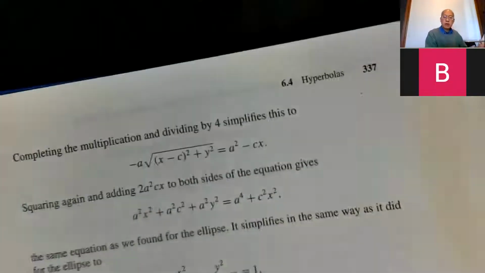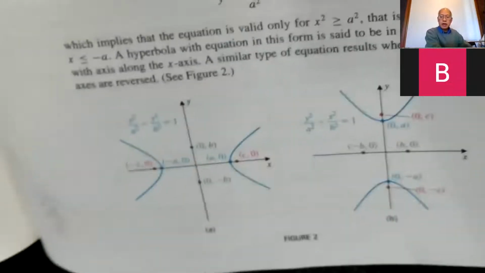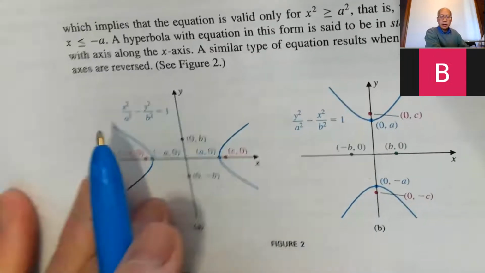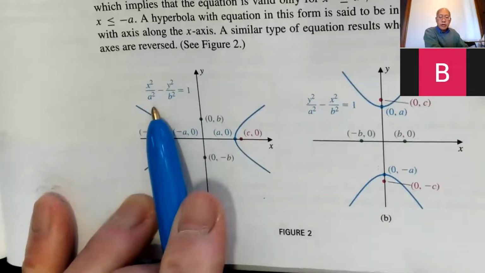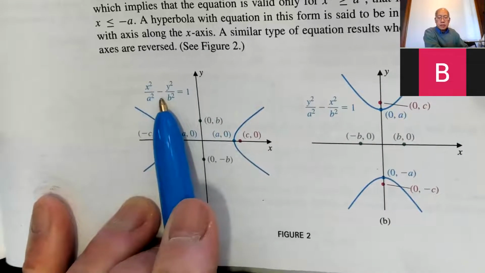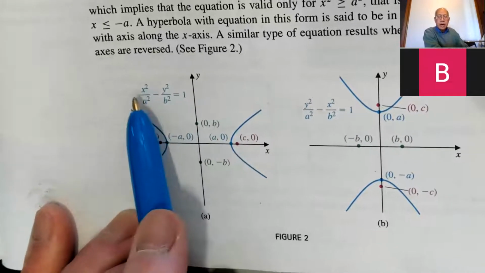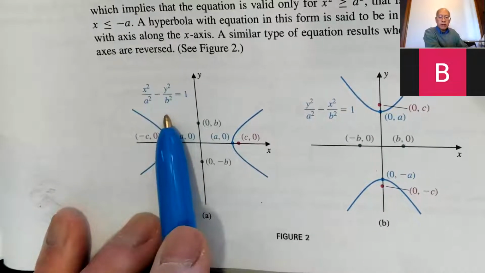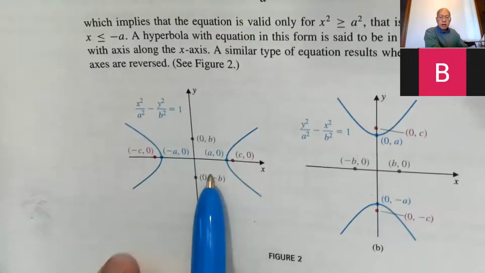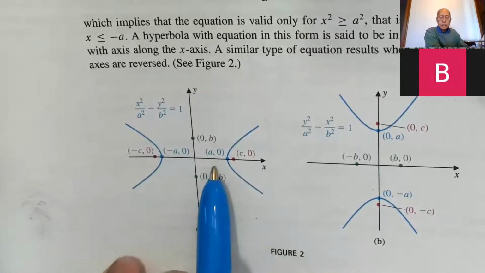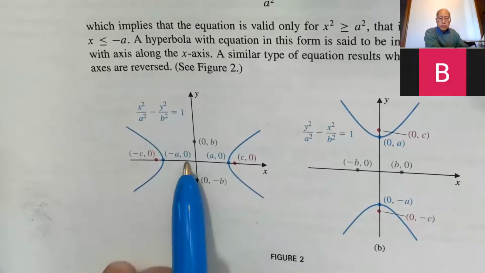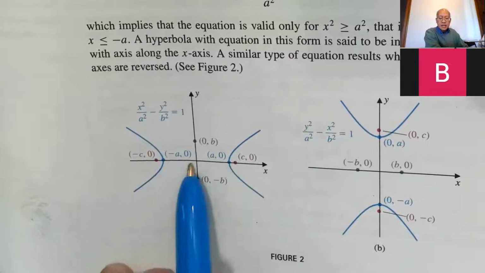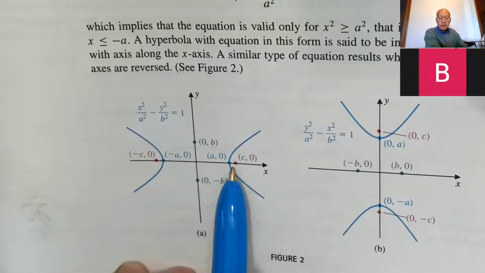On page 337, this is worth putting on your cheat sheet, although I'm going to add to it. This looks exactly the same as the ellipse with one exception. Instead of a plus, it's a minus. X squared over a squared minus y squared over b squared equals 1. That's a hyperbola going left and right. We're still using A for the distance from the center to vertex. We're still using C as the distance from the center to a focus.